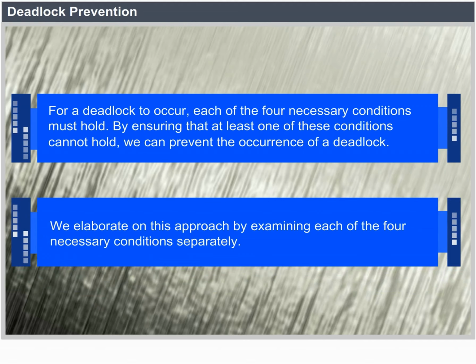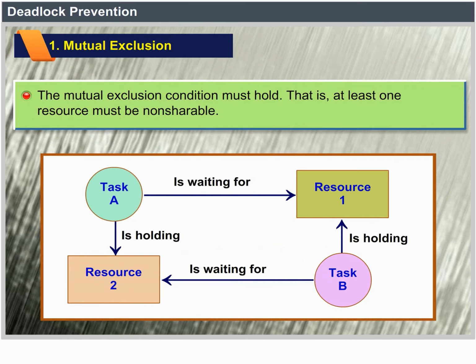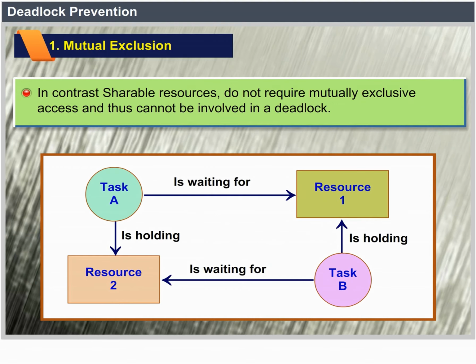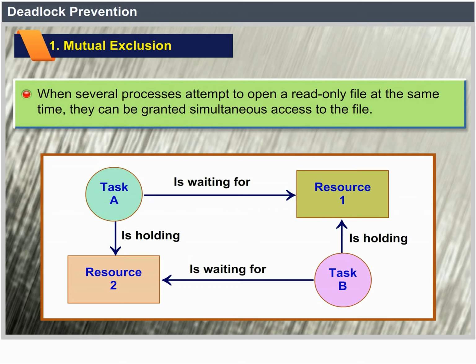Mutual exclusion. The mutual exclusion condition must hold. That is, at least one resource must be non-shareable. Shareable resources, in contrast, do not require mutually exclusive access and thus cannot be involved in a deadlock. Read-only files are a good example of a shareable resource. If several processes attempt to open a read-only file at the same time, they can be granted simultaneous access to the file. A process never needs to wait for a shareable resource.